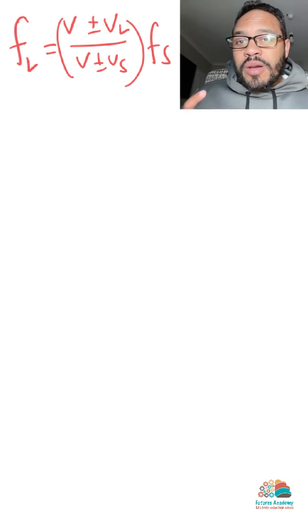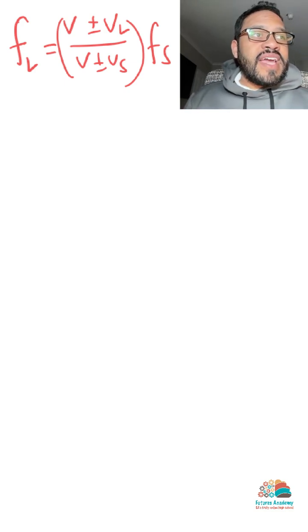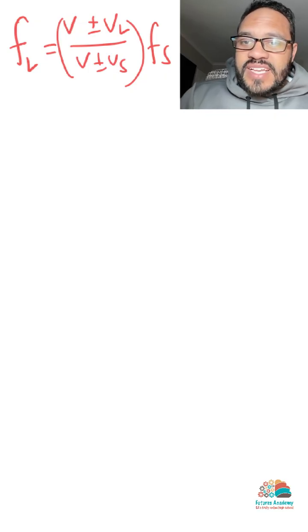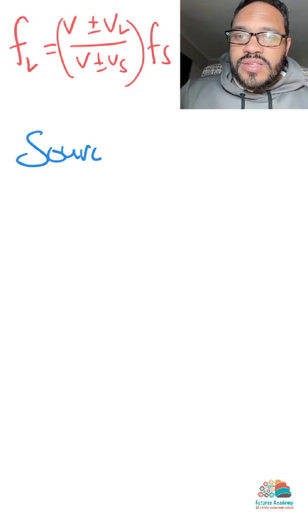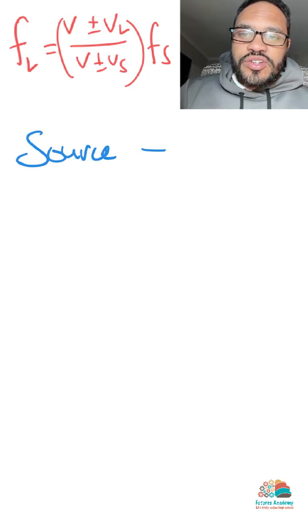But now let's come to where the Doppler effect is in actual operation. I'll start with case 1. Case 1, I'm going to say, is the source moving towards a stationary listener. So, source towards stationary listener.